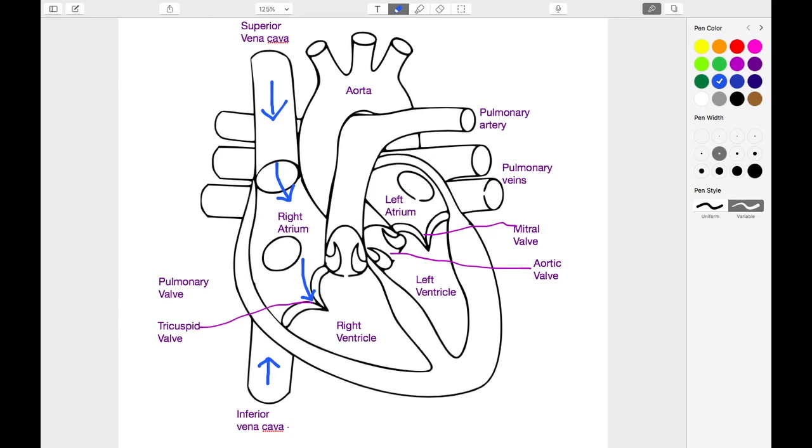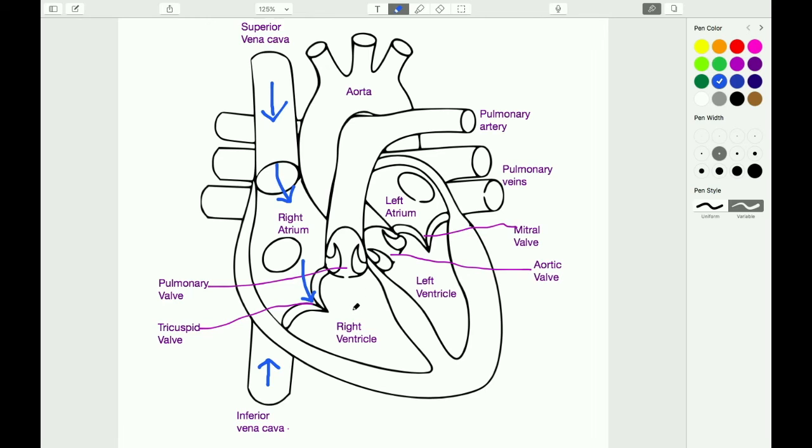Once the right ventricle is filled with blood, the tricuspid valve closes to prevent blood flowing back into the right atrium. Then the right ventricle contracts, forcing pulmonary valve to open as blood pumps into the pulmonary artery.